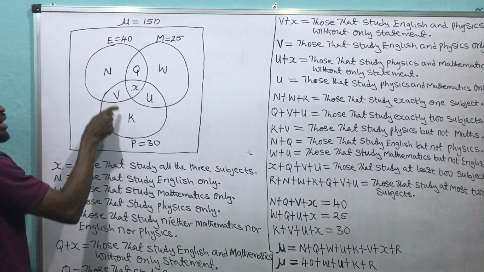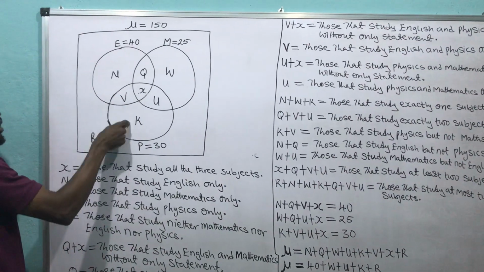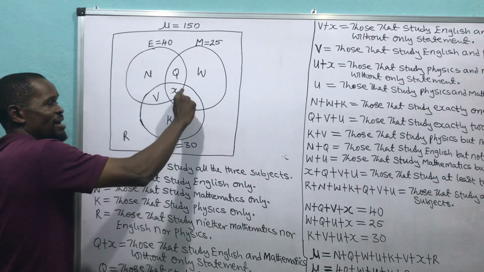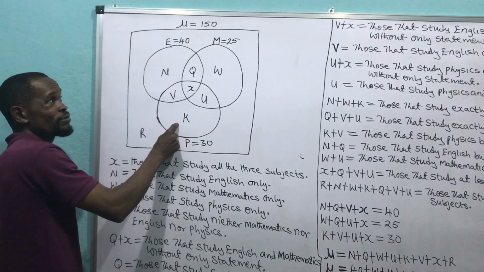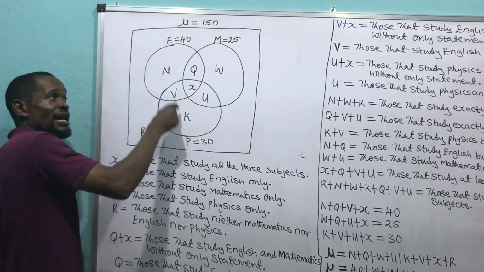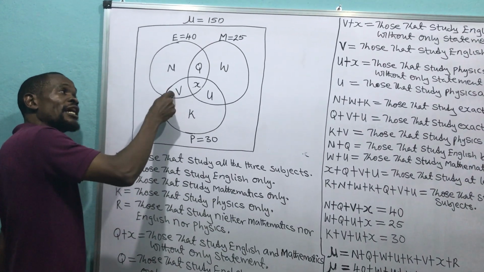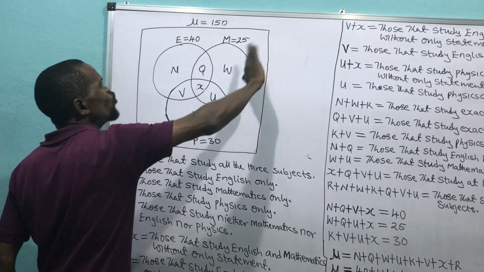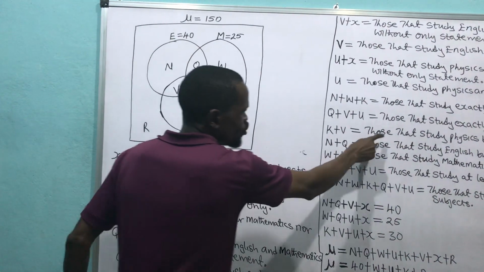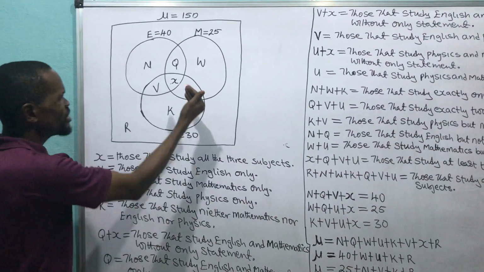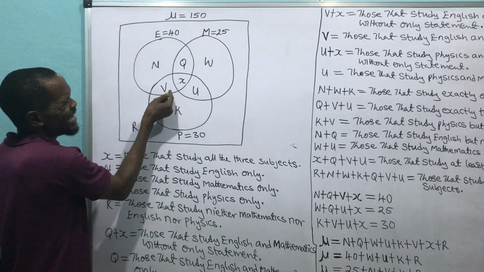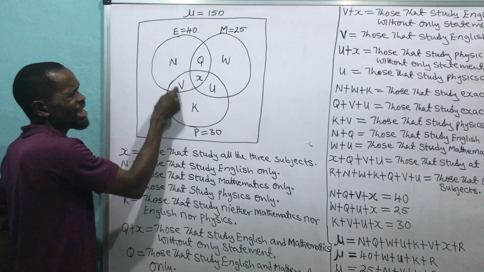Look at K plus V. If you look at this man now, you see that he offers only what? Physics, and also English. But it doesn't have anything to do with what? Mathematics. Look at it. I said those that study physics but not what? Mathematics. You see that mathematics does not enter into this man's affair.